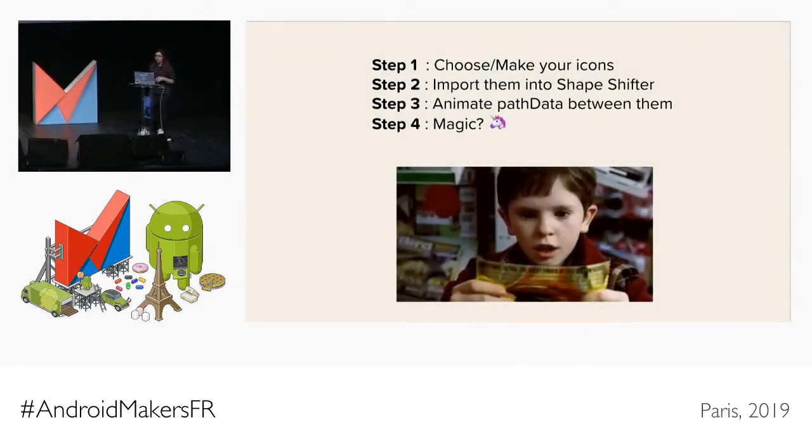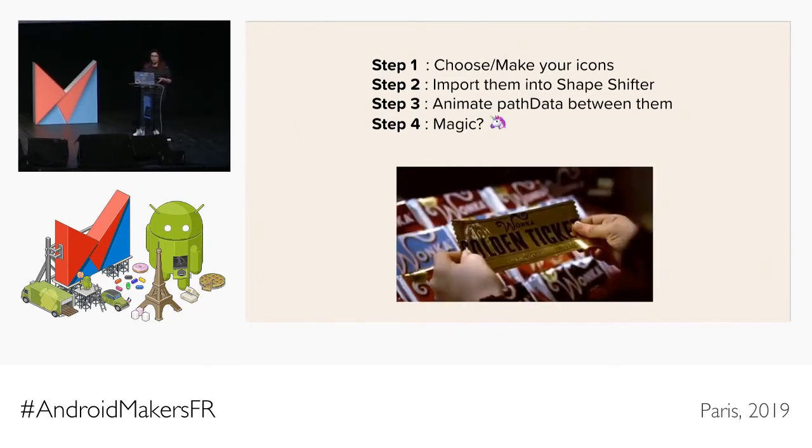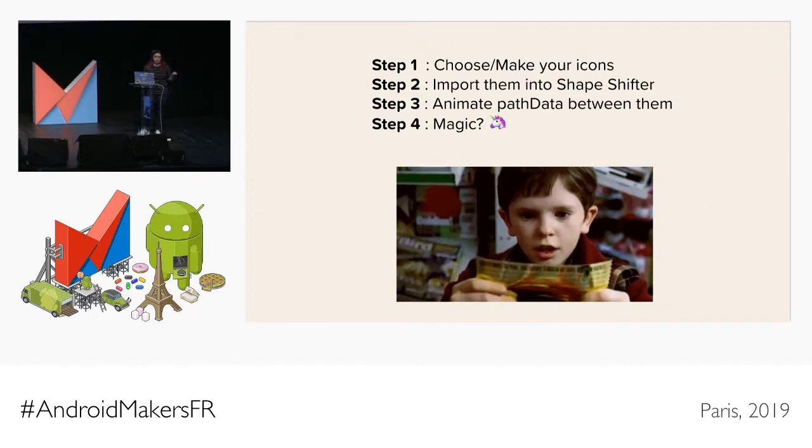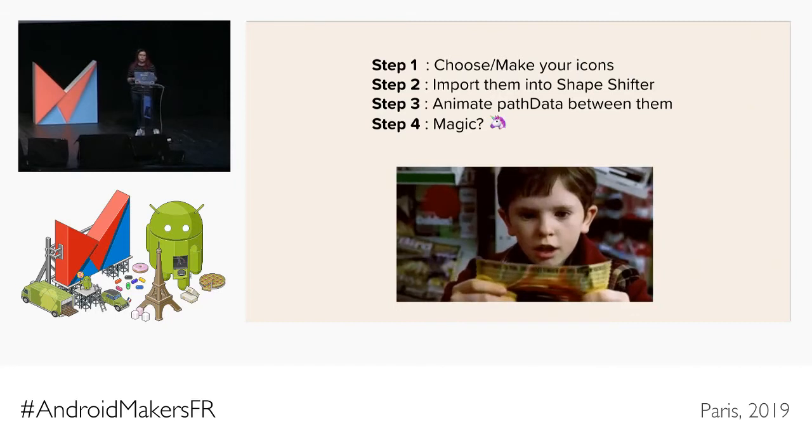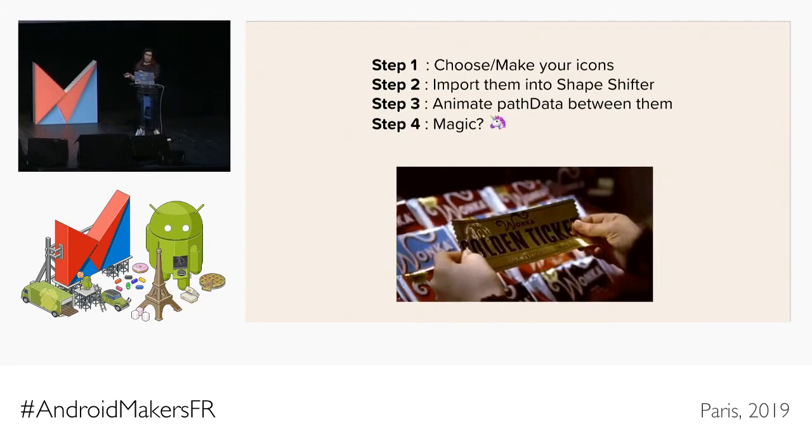So I like to follow these 4 kind of steps. There may be a few more steps inserted depending on your shapes that you're using. But basically, the first thing you want to do is choose your icons that you want to animate between. And this is probably the hardest part, knowing what your animation wants, what you want it to look like. But once you've got that, probably the hard part is done. So once you've got that, you would then import them into Shapeshifter, and then either animate path data or alpha or whatever you want to animate. And then you've got magic, right? You've got this animation you can put into your app, and your users will be delighted when they touch those buttons.